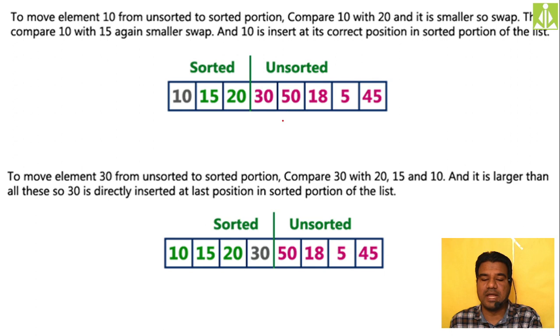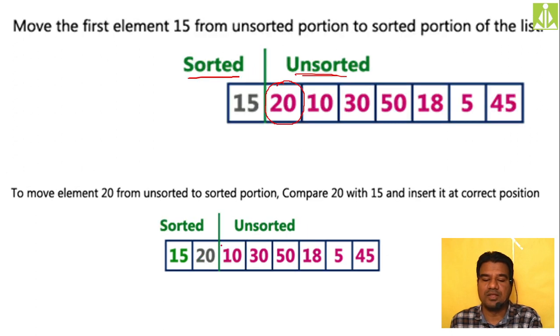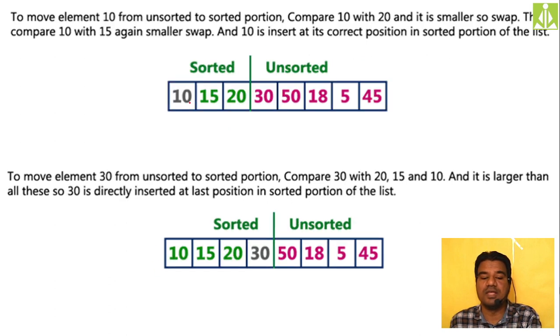Then pick 10. When you are picking 10 for insertion into the sorted list, it can't come in between 15 and 20, neither should it come after 20. It has to come before 15. Here it has to come, 10. So accordingly we did the insertion: 10 came over here, then 15, 20.